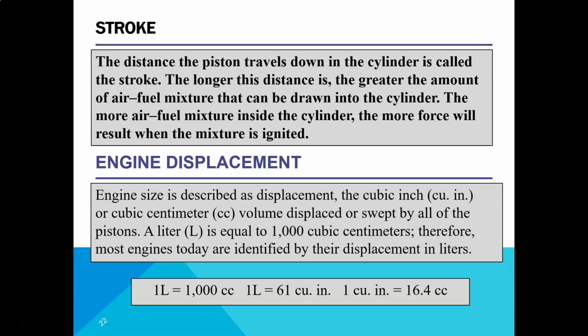A liter is equal to 1,000 cubic centimeters. Therefore, most engines today are identified by their displacement in liters. So 1 liter equals 1,000 cc's, cubic centimeters. 1 liter equals 61 cubic inches of displacement. And 1 cubic inch equals 16.4 cc's. So you'll see any of these things play, or more than one thing describing an engine.